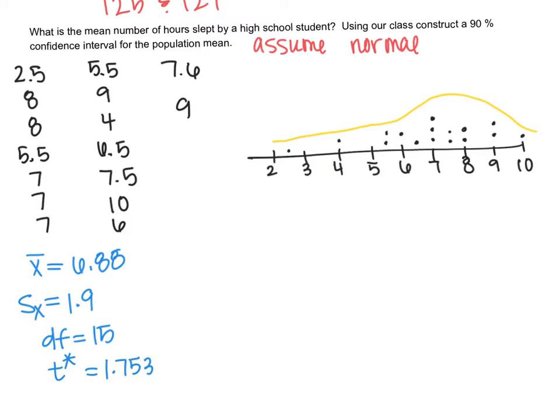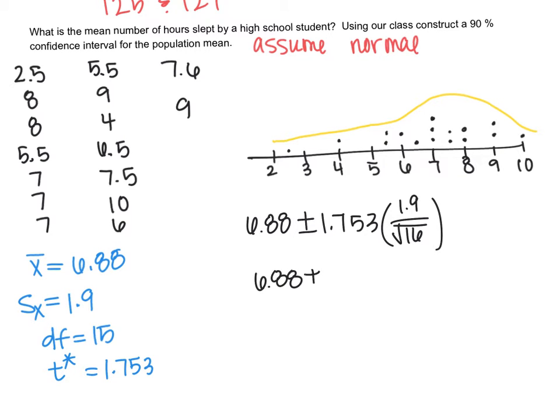Now we can use our formula for unknown population standard deviation. Our mean is 6.88 plus or minus our t critical value 1.753 times our sample standard deviation 1.9 divided by the square root of n, which is 16. So we're going to have 6.88 plus or minus 0.824. Subtracting gives us a lower value of 6.056, and adding gives us an upper value of 7.704.